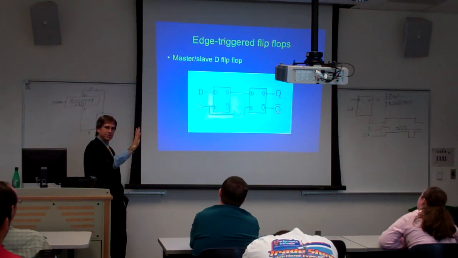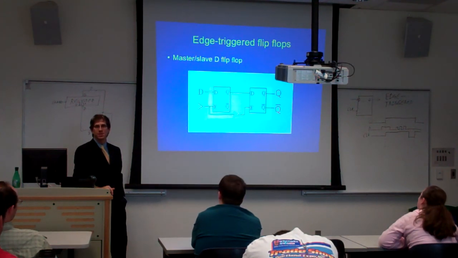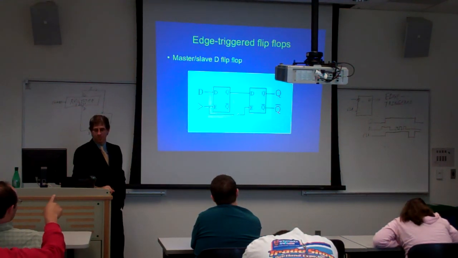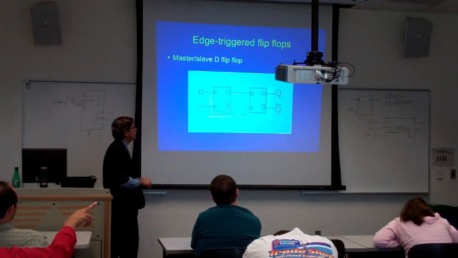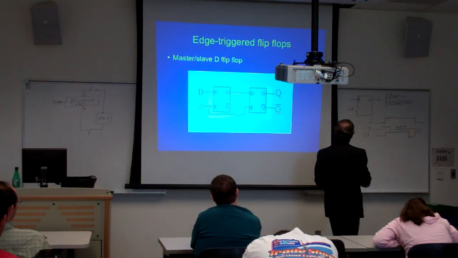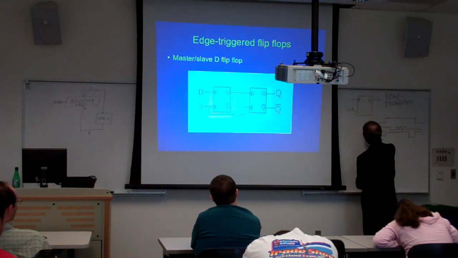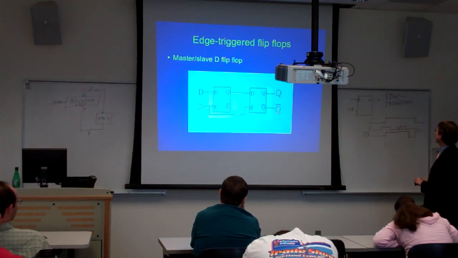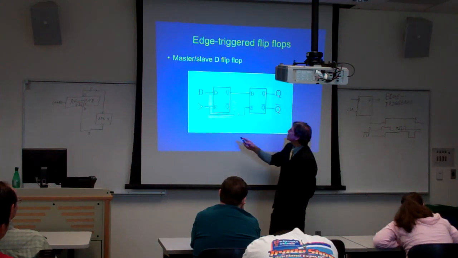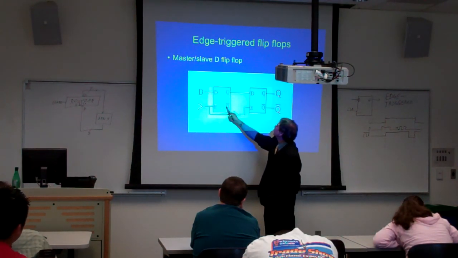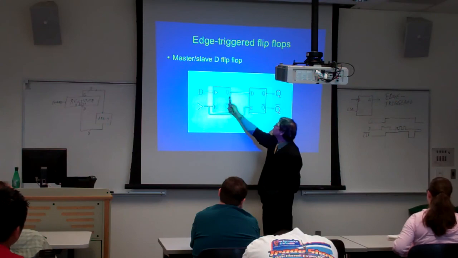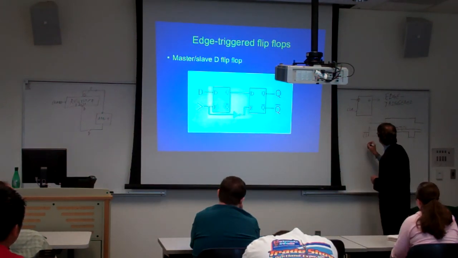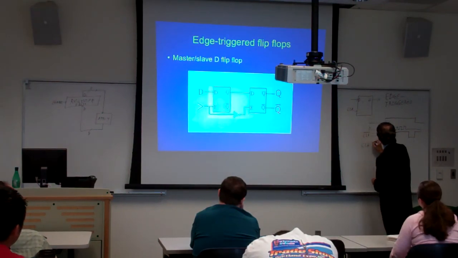Okay, so it forces things to move through in two pieces, two steps. So if we want that to correspond to that, all we have to do is just flip the clock? I think you just flip the clock. Because when the clock goes high, your output doesn't change, but you preload your D value. When the clock goes low, then your output changes. So your clock looks like this.